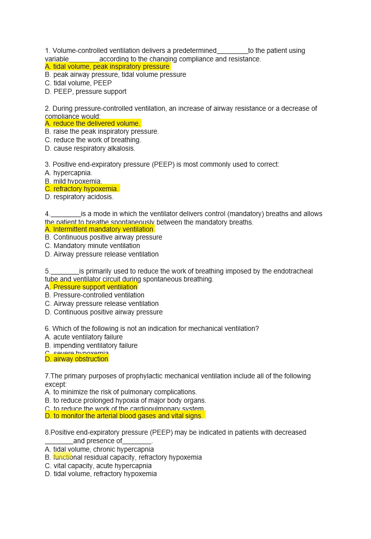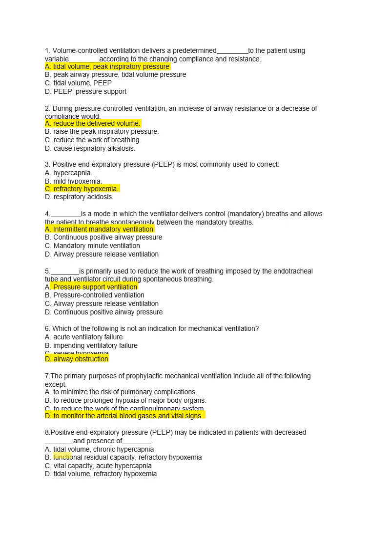So, volume control ventilation delivers a predetermined dash to the patient using variable dash according to the changing compliance and resistance. So the answer is volume control ventilation delivers a predetermined tidal volume to the patient using variable peak inspiratory pressure according to the changing compliance and resistance. So, as we have already discussed, volume control ventilation, the volume is controlled. That is, the tidal volume delivered will be set by the operator, and the pressure will be varying.